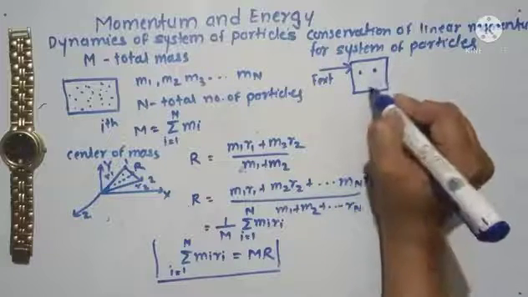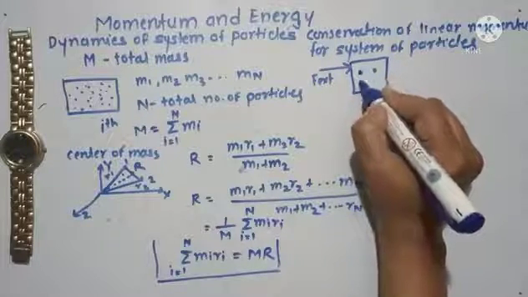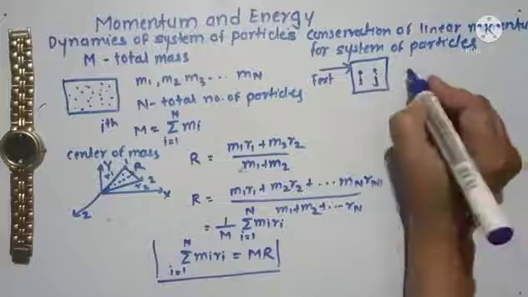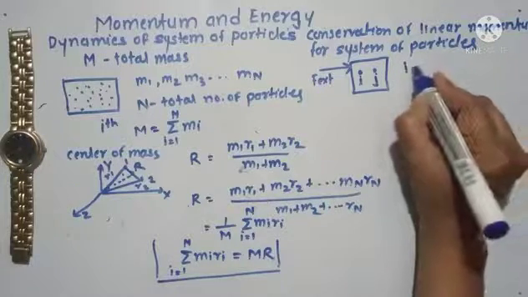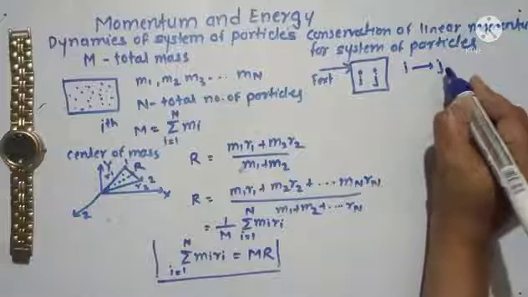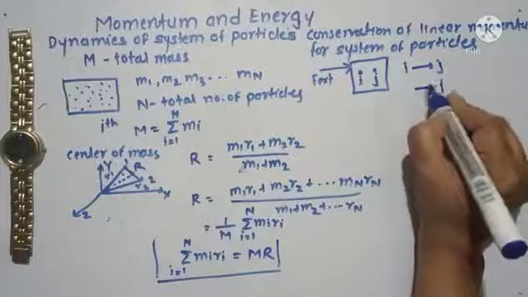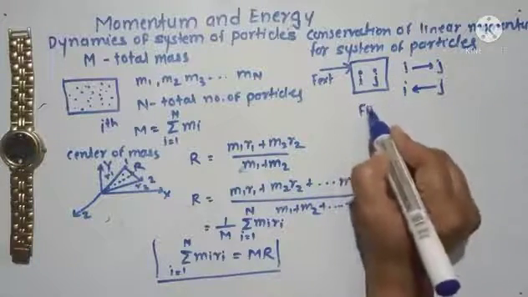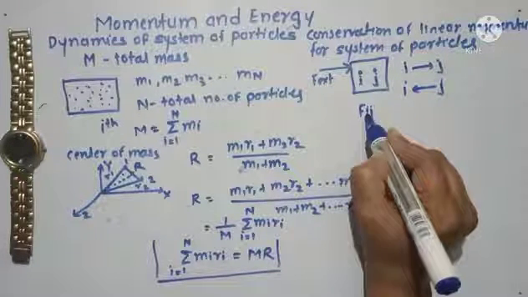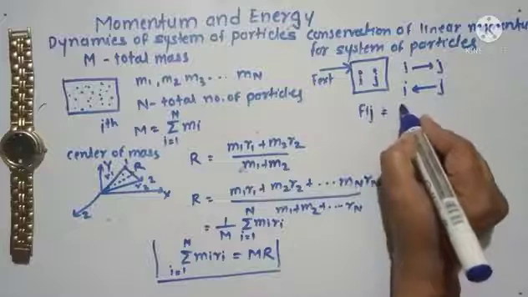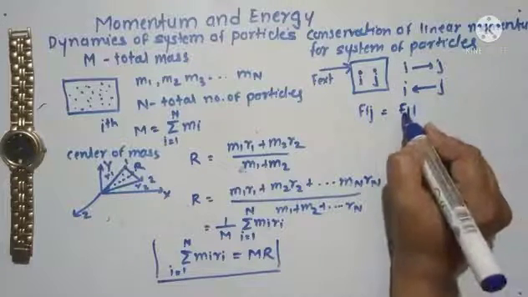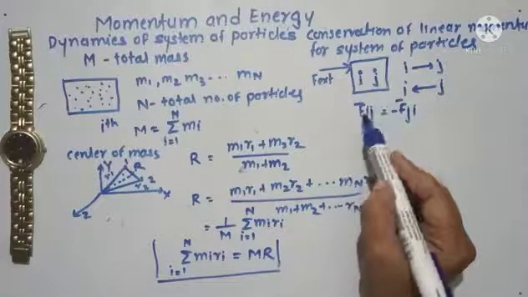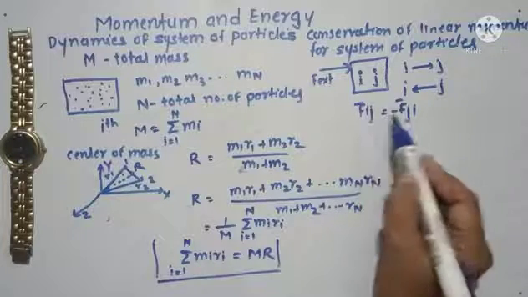Suppose this is particle i, and let me call this particle j. According to Newton's third law, whenever this ith particle applies force on the jth particle, an exactly equal and opposite force is applied by the jth particle on the ith particle. So I can write F_ij, the force applied on the ith particle by the jth particle, which is equal to minus F_ji, the force applied by the jth particle on the ith particle. So the internal interaction forces are exactly equal and opposite to each other.